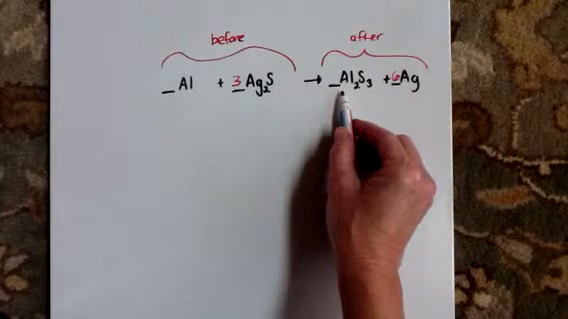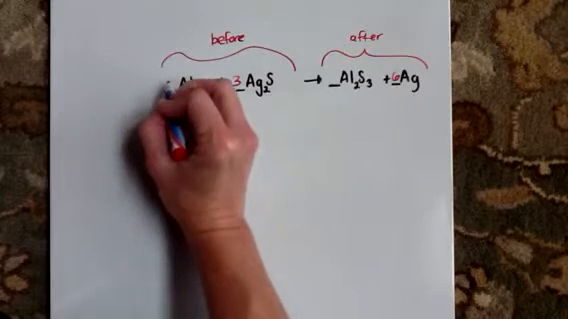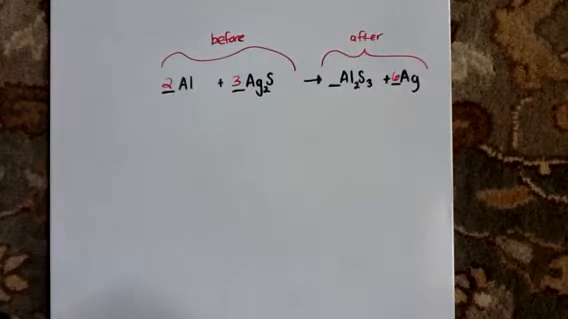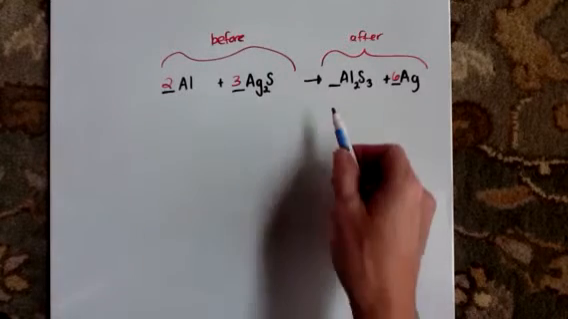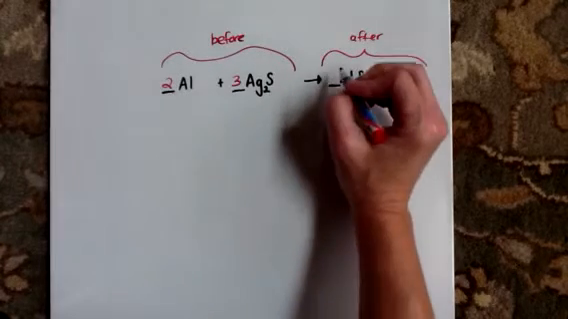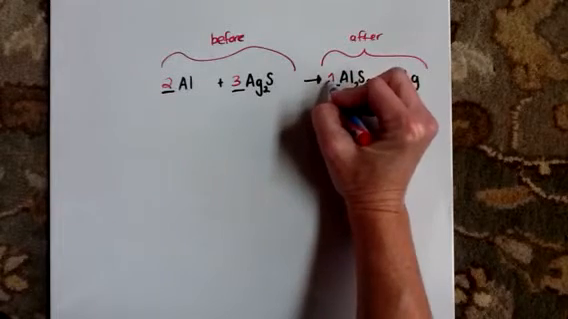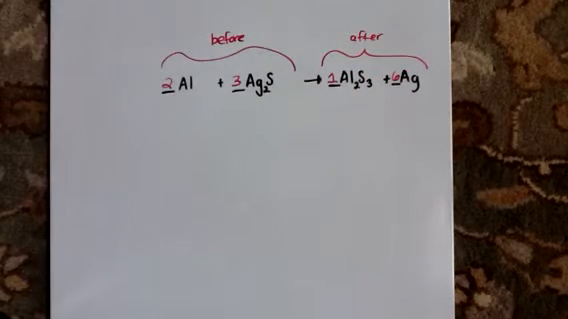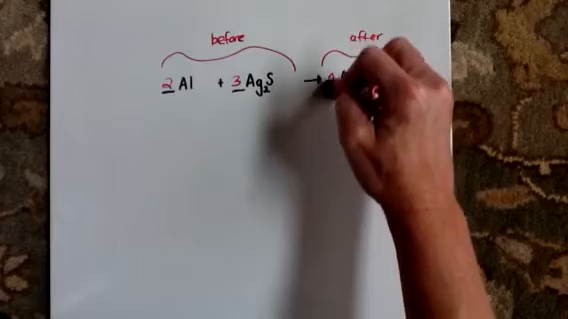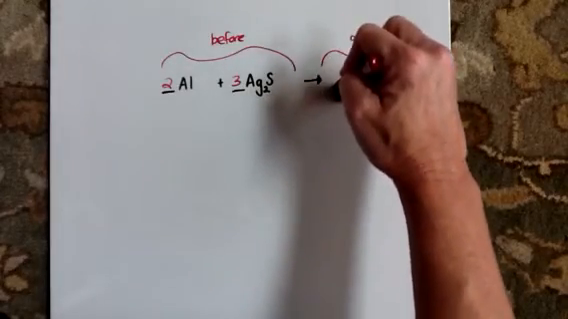There are 2 aluminum here, so we better put a 2 in front here so that now aluminum is balanced as well. Since we never put a number here, the number that's understood is a 1, and we really don't usually show that, but that is considered the coefficient there. We usually just will leave that blank.